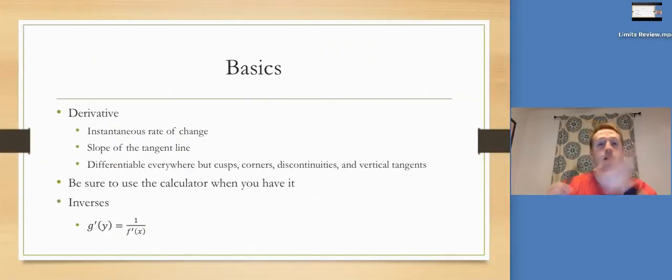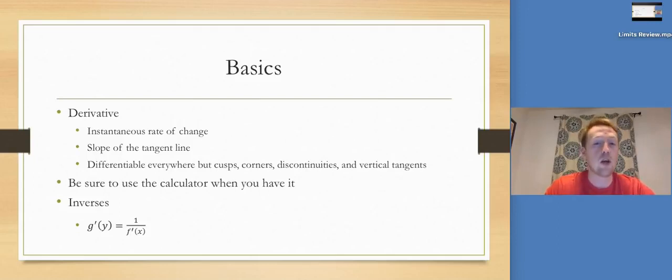Derivative means instantaneous rate of change. It means slope of the tangent line. We've got our power rule, product rule, quotient rule, chain rule. Got to memorize those trig and those inverse trigs. Derivative of natural log of x is 1 over x. Things like that we got to make sure we just know.